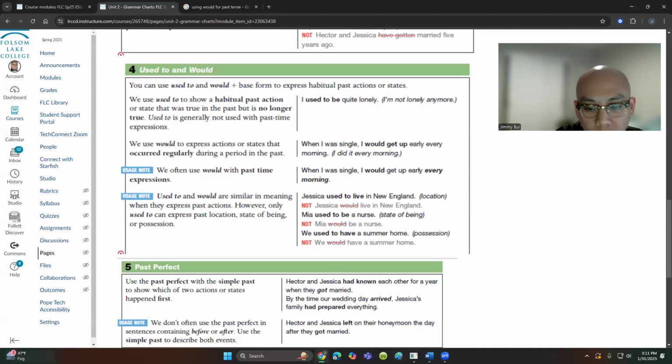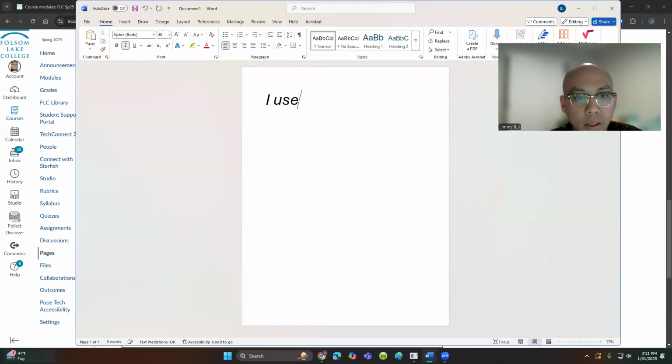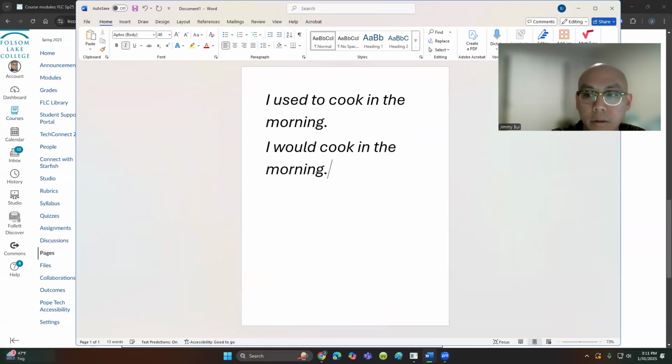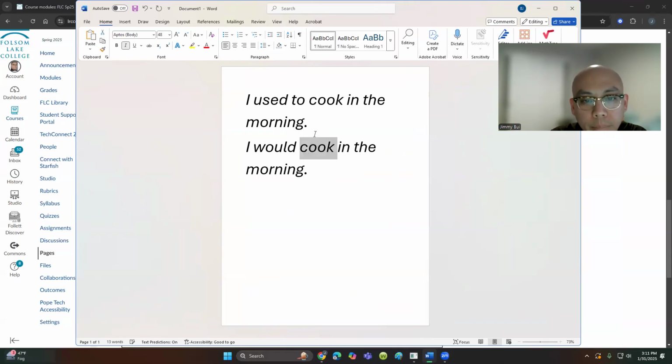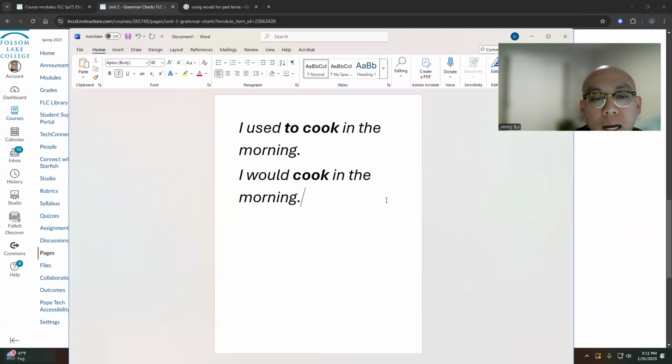And so using these two, they're very similar to each other when you use a verb. I used to cook in the morning. I would cook in the morning. Both of these examples are going to be correct here. Base form, and in this case, used to, and then the base form of the verb. I would say both of these are very similar in meaning, almost identical.